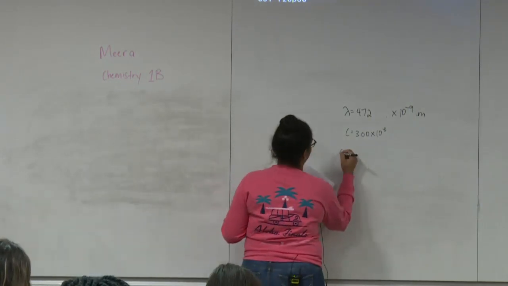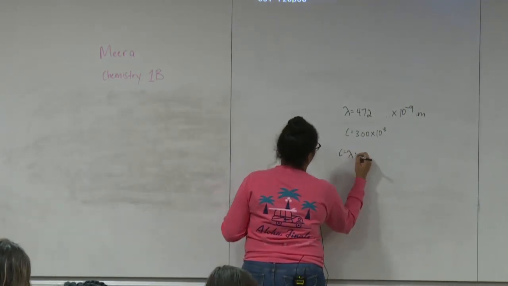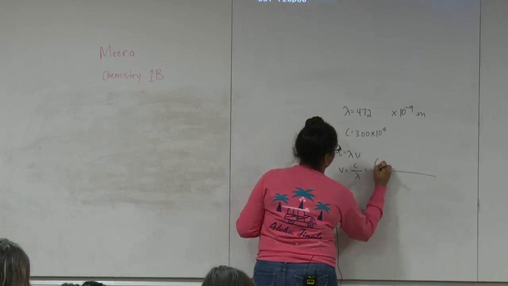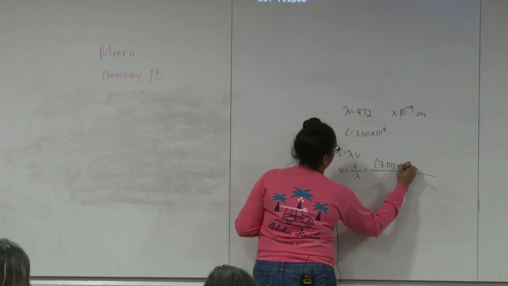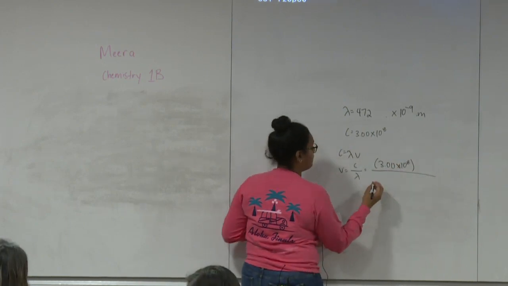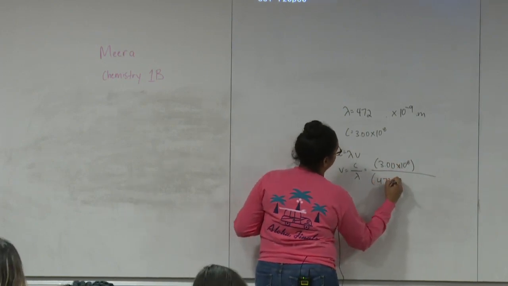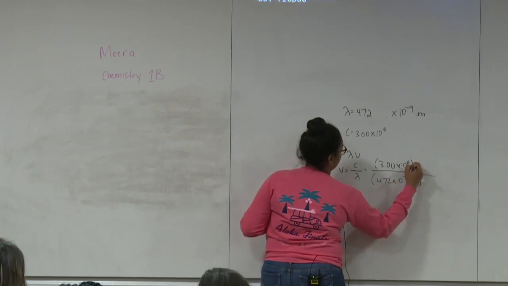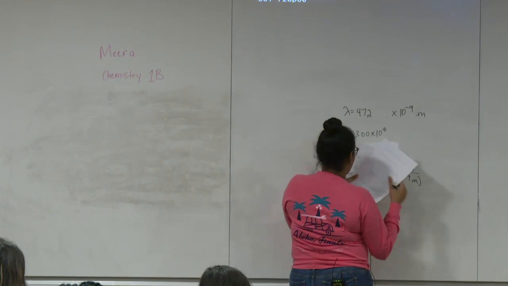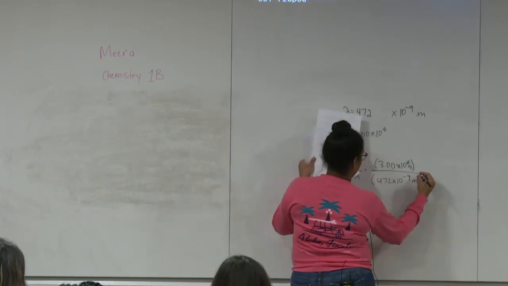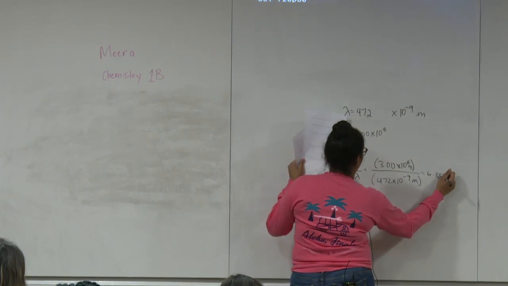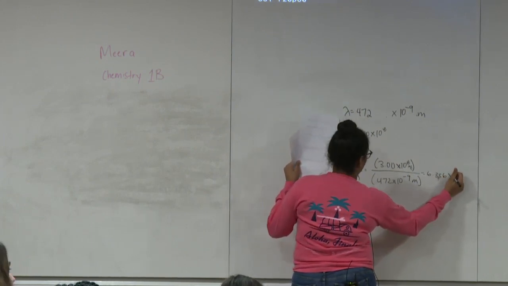Okay, so you'd write it like this. That is in one parentheses, and then this is in one parentheses. So if you calculate that out, you should get 6.356. And C is our constant.